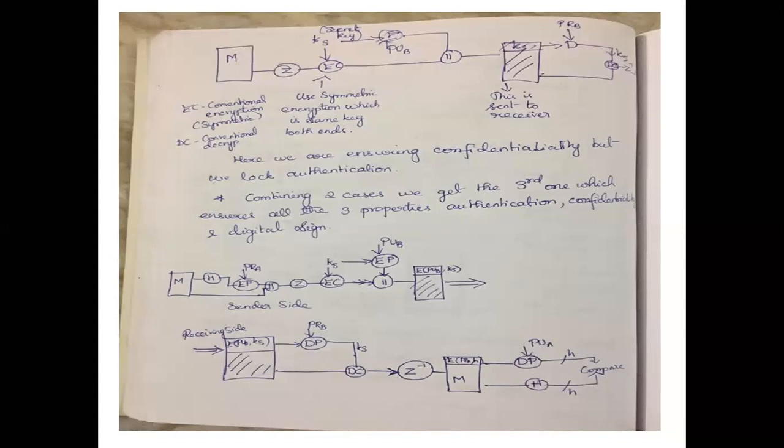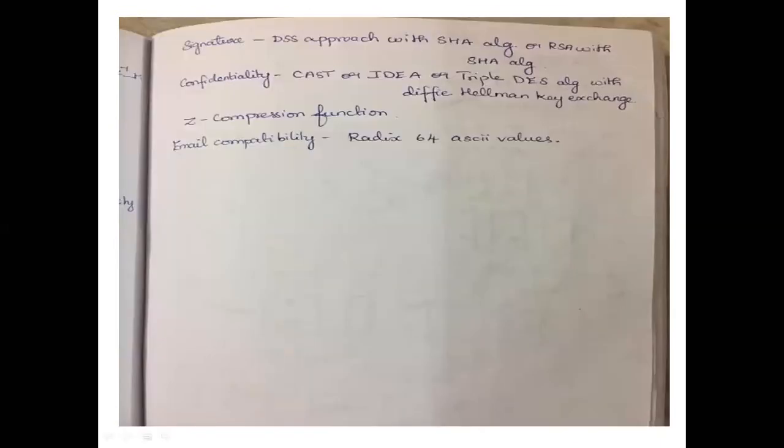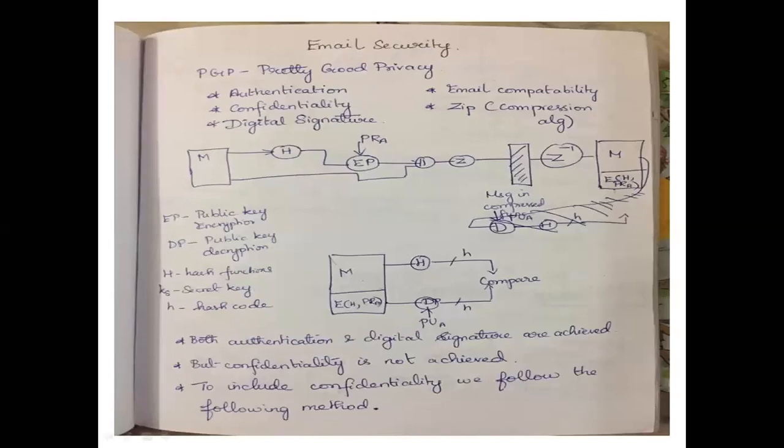So combining the first and the second case, we will get a third case, and the third case is going to ensure all three properties, that is authentication, confidentiality, and digital signature. So the third case is nothing but a combination of the first and second. In the first case, what did we see? We saw that the hash function was used and a private key was used to encrypt.